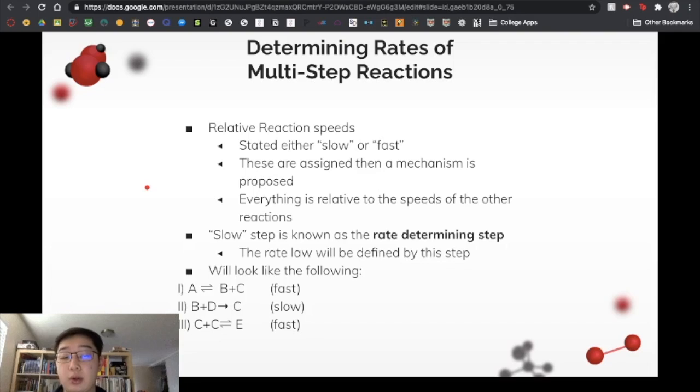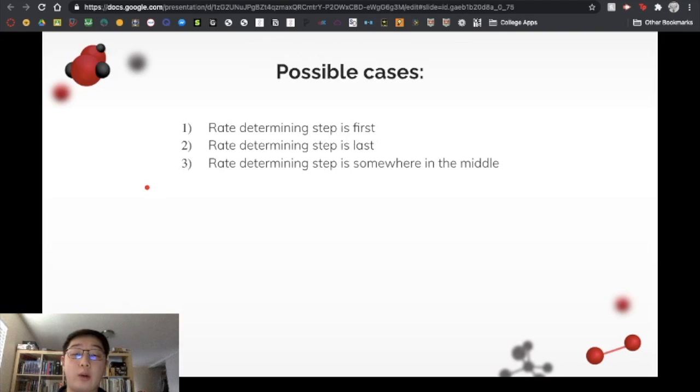And then the slow step is also known as the rate determining step, because that's going to be the most important step in finding the rate law. So you're left with a few possible cases. One where the slow step comes first, one where the slow step is last, and then one where there's a slow step somewhere in the middle if you're given 3 or more steps. And then in those cases also you can have more than one slow reaction.